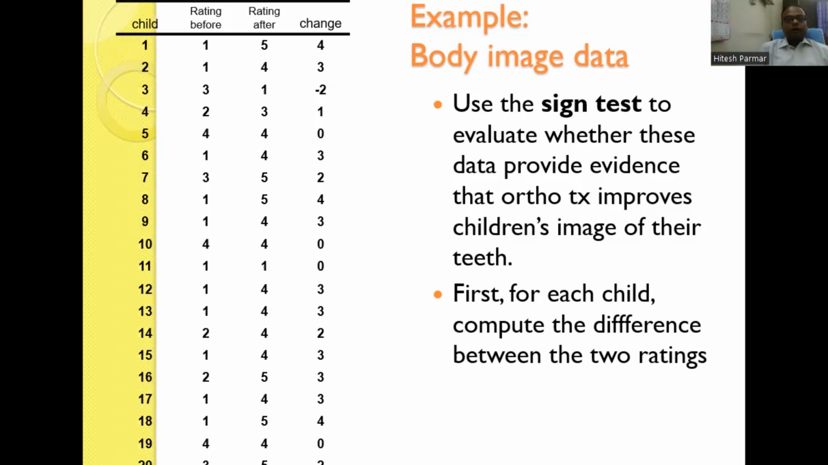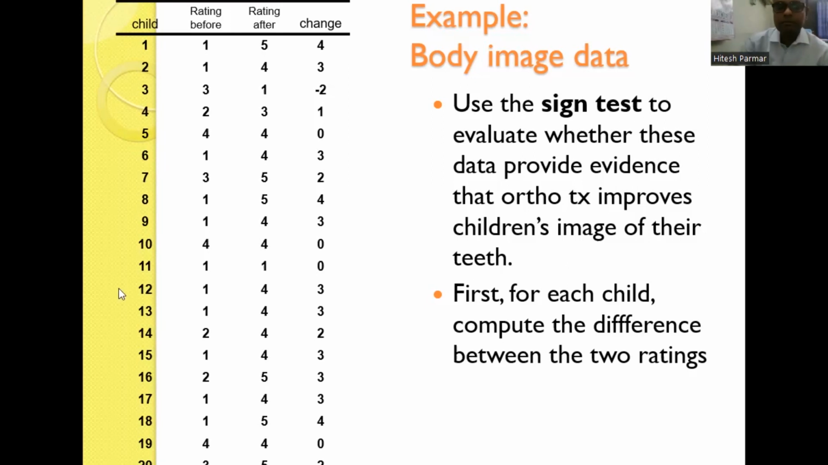So here, what does a positive sign indicate? A positive sign is indicating in this case that the after rating is higher than the before rating. A negative sign is indicating the after rating is lower than the before rating. So plus sign indicates improvement, minus sign indicates deterioration. Right, so it uses the sign test to evaluate whether this data provides evidence that this treatment improves the children's image of their teeth or not.